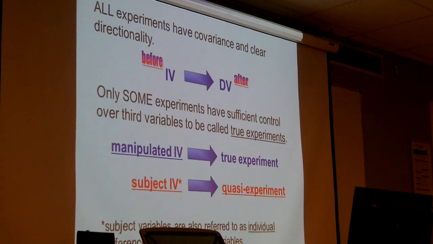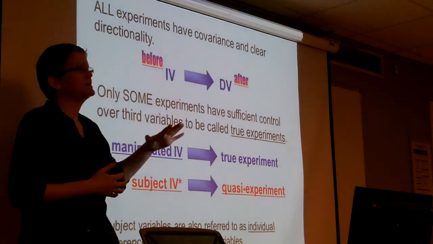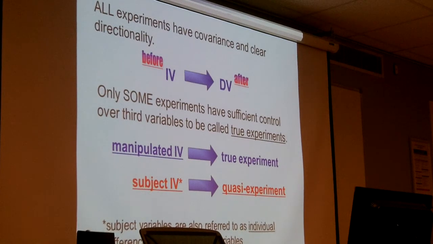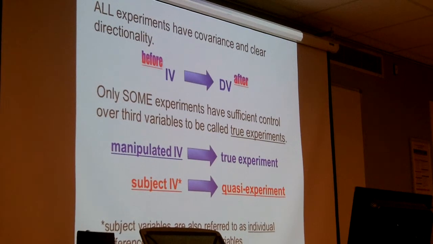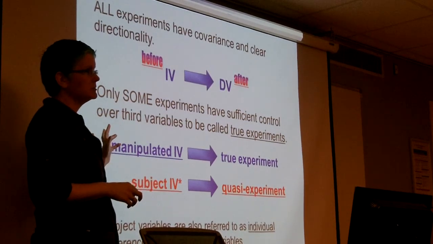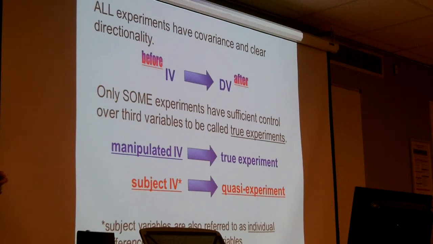And we just naturally get directionality because we don't even measure the dependent variable until we've done something to the independent variable. So we always have change occurring in the independent variable before we measure anything in the dependent variable. So we've got that covariance thing and we've got the directionality thing pretty much down, as long as we do an actual normal experiment. As I mentioned last time, only some experiments allow the researcher to have sufficient control over the independent variable that we can call it a true experiment.